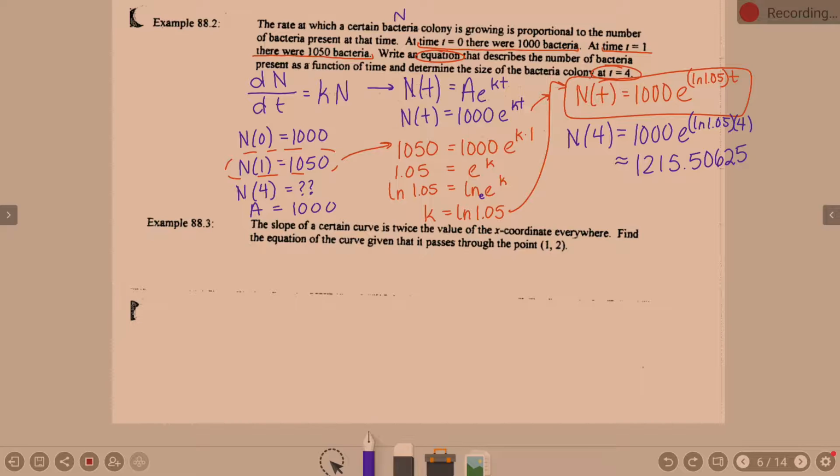The size of the bacterial colony, there's only 1,215 full bacteria. And so we don't round up to the nearest whole. Yeah, so I have 1,215 bacteria as my answer.